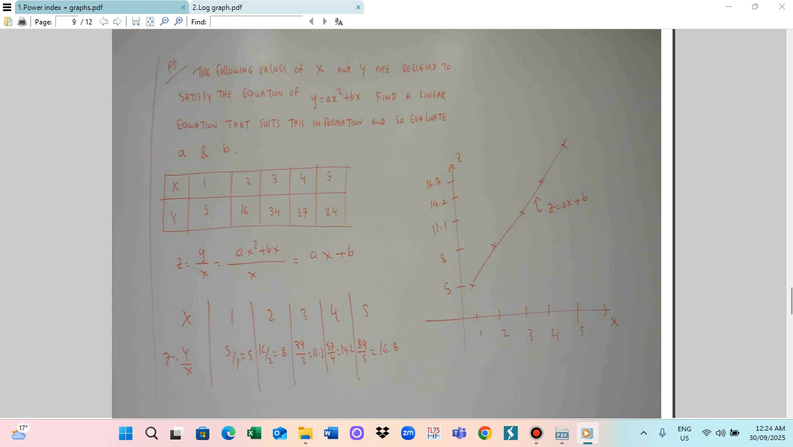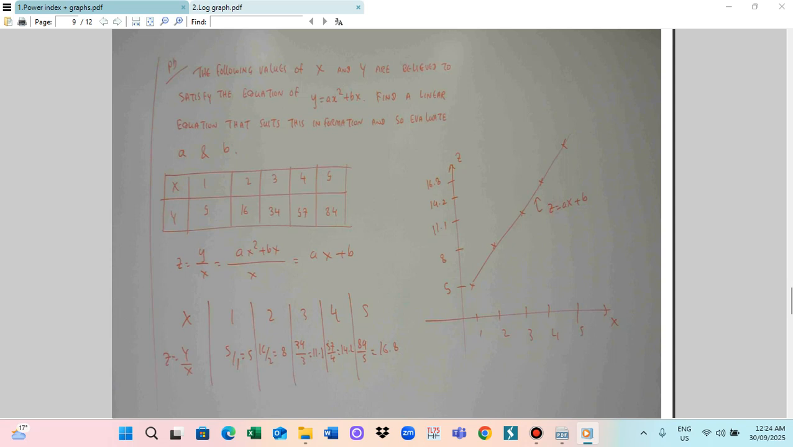This one we use x as 1, 2, 3, 4, 5 and y as 5, 16, 34, 57, 84. First you have to use z equal to y by x. So we calculate x as 1, 2, 3, 4, 5. z equal to y by x means 5 by 1, which is equal to 5.